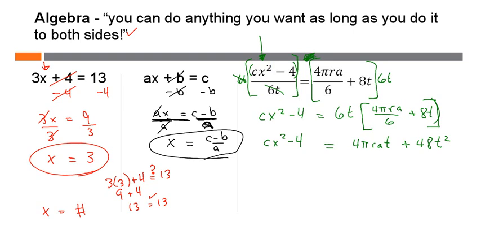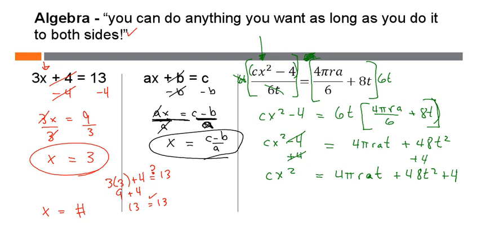All right. Let's see what we need to do now. Looks like now that minus 4 is my biggest problem. I could divide by c, but that's going to make a fraction over here and make it hard to subtract 4. So let's get rid of the minus 4. The opposite of minus 4 would be to add 4. So I'll do that to both sides. It cancels. I get cx squared equals 4 pi rat plus 48t squared plus 4.